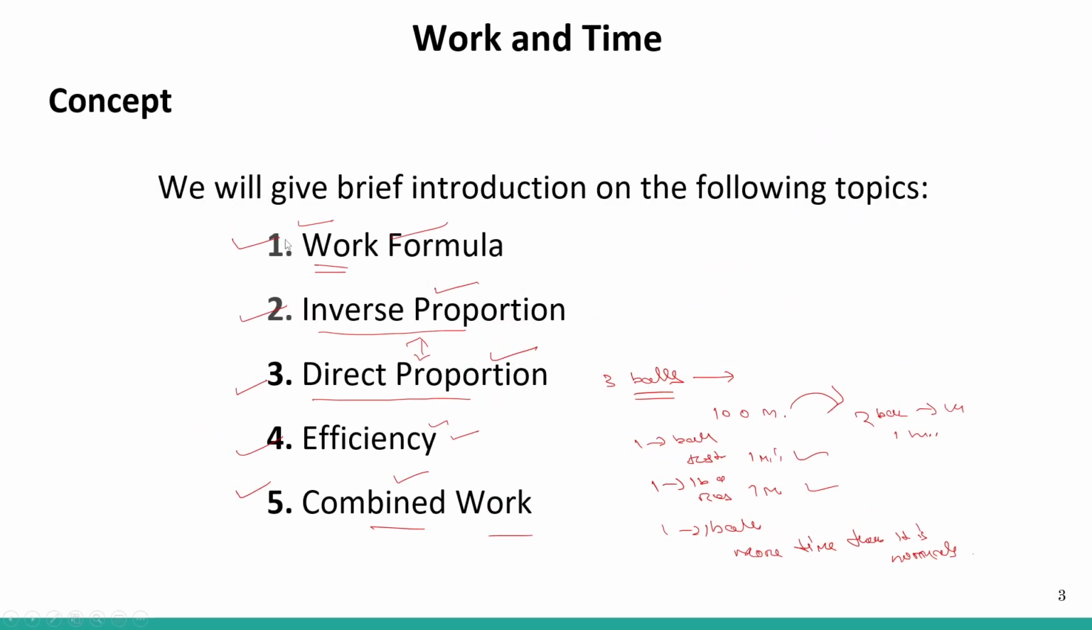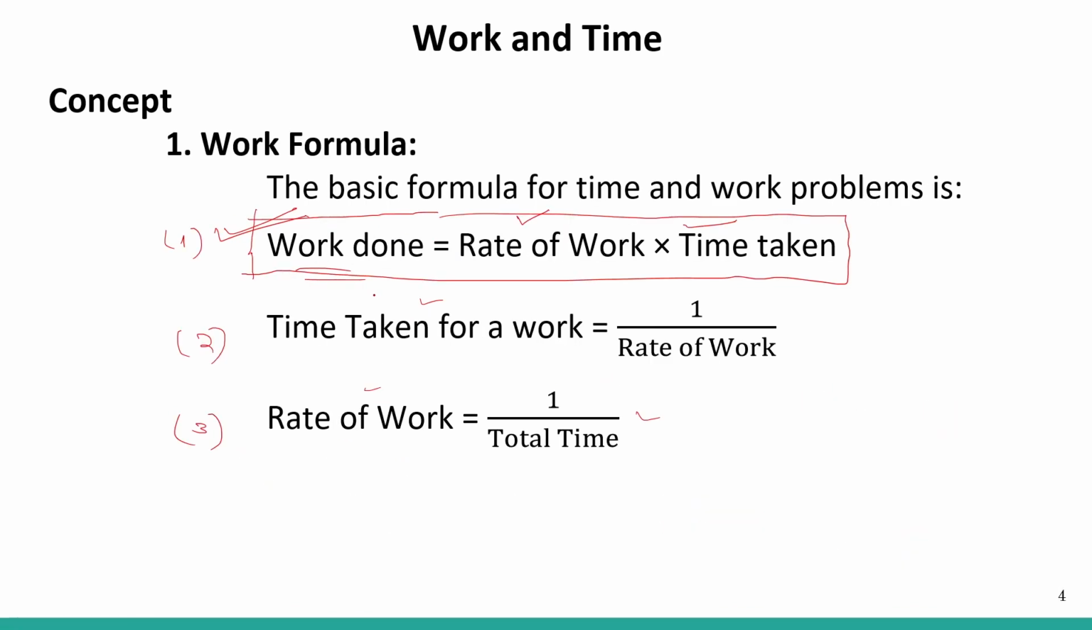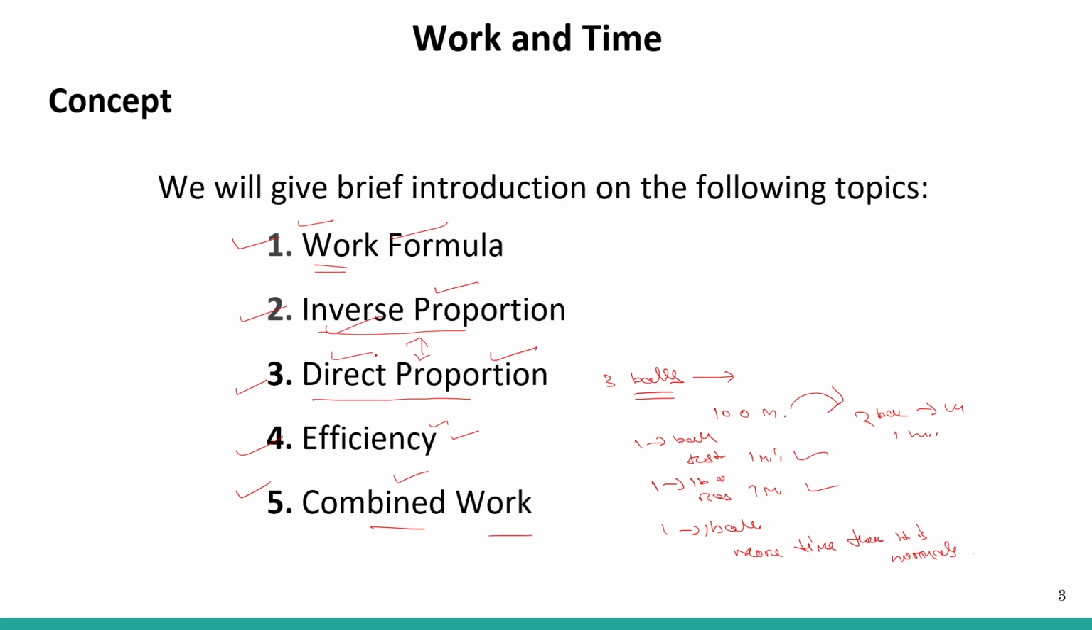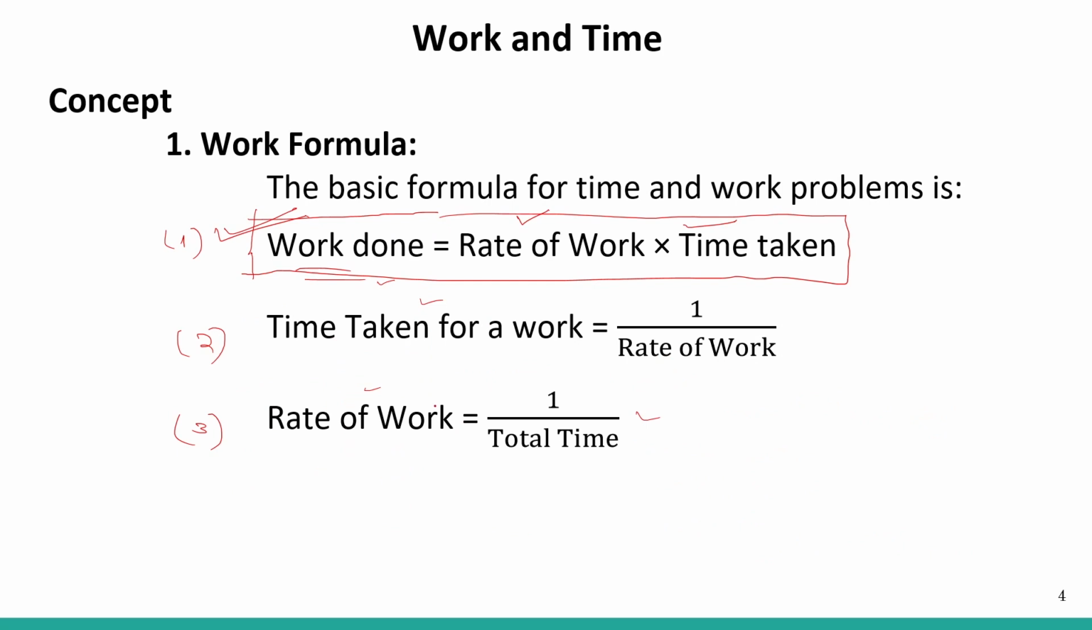So we have learned till now what the work formula is, what inverse proportion is, what direct proportion is, and how they are related. We have learned efficiency. We have learned combined work. So let's revise all the important formulas. Work done is equal to rate of work into time taken. Time taken for a work is equal to 1 by rate of work. The rate of work is equal to 1 by time.